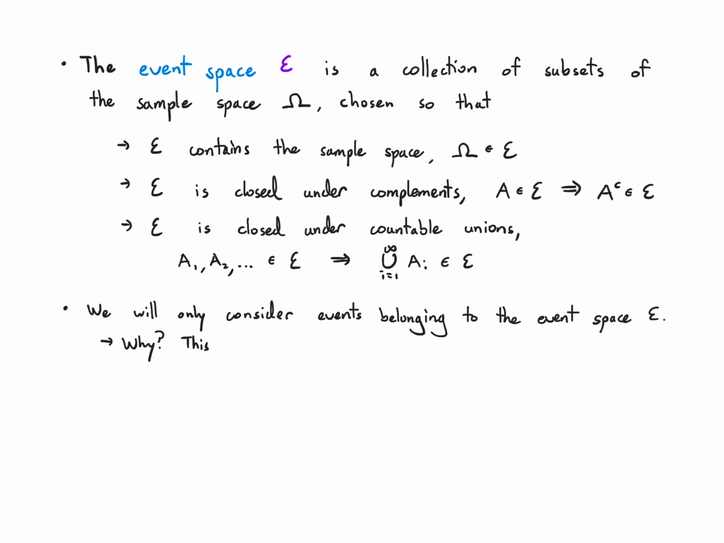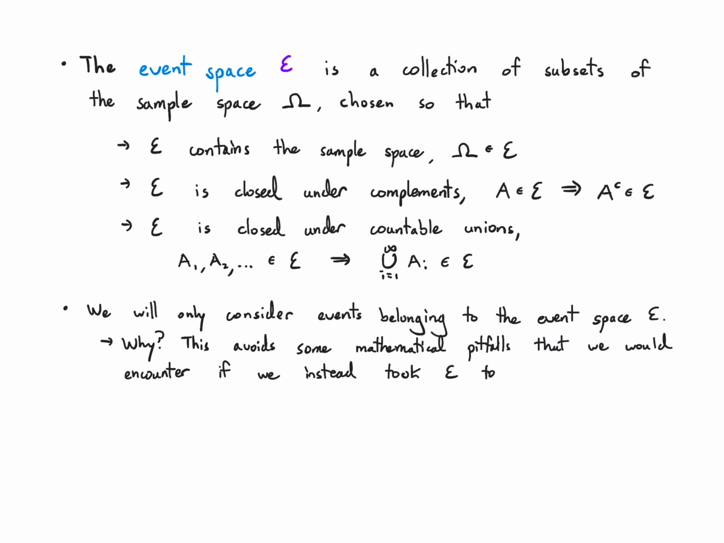And the reason for this is that we're trying to avoid some mathematical issues that we would encounter if instead we took E to be any possible subsets of the sample space, right? So if I said that there are no restrictions, you can construct events using any subsets you'd like of the sample space, some weird things would eventually start to happen. But these things are actually pretty weird.